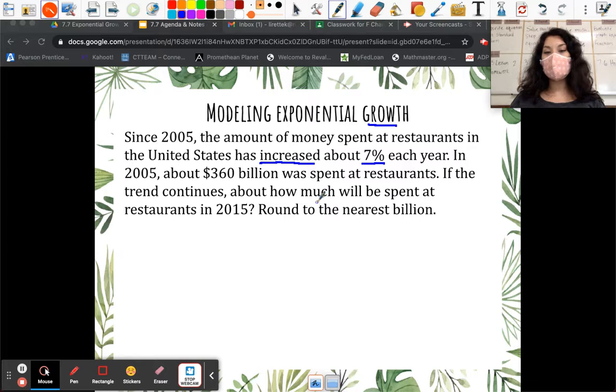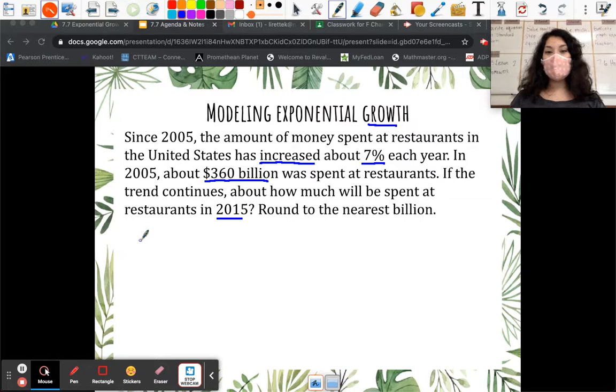If it's increasing, if the value is going up, then that is an exponential growth problem. In 2005, about $360 billion was spent at restaurants. If the trend continues, about how much will be spent at restaurants in 2015? Round to the nearest billion. So we are going to have to do a lot of rounding here.